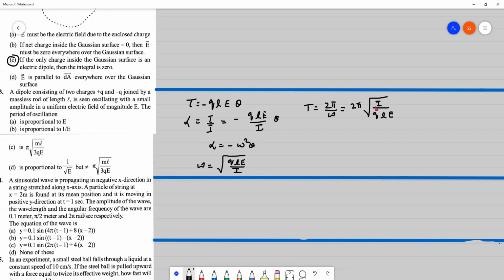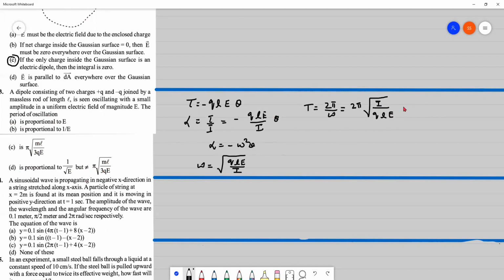Here the rod is given to be massless, so the rod will not have moment of inertia. A is not the answer because it is given proportional to E, but it is inversely proportional to root E. So this is also not the answer. So in these two, proportional to 1 by root E is a right answer. It's proportional to 1 by root E, but not equal to the other given expression.